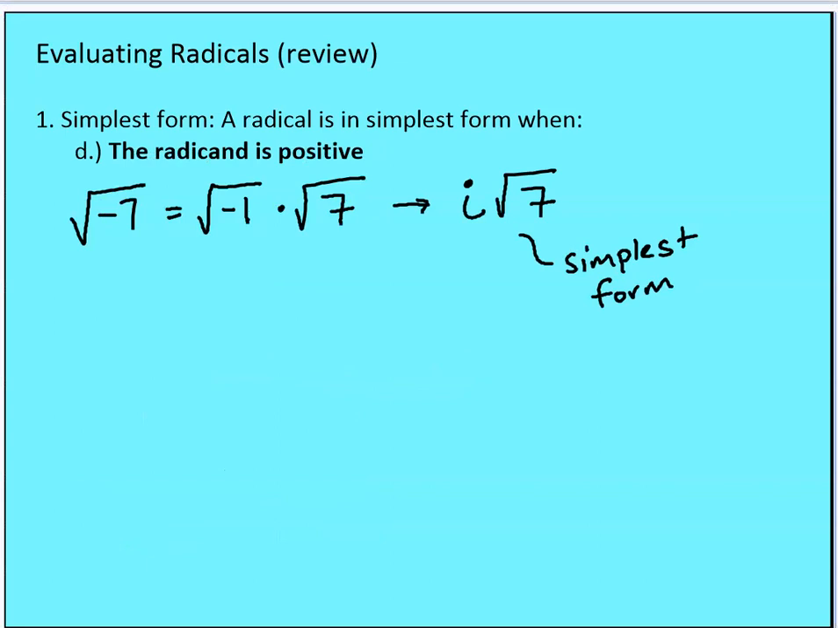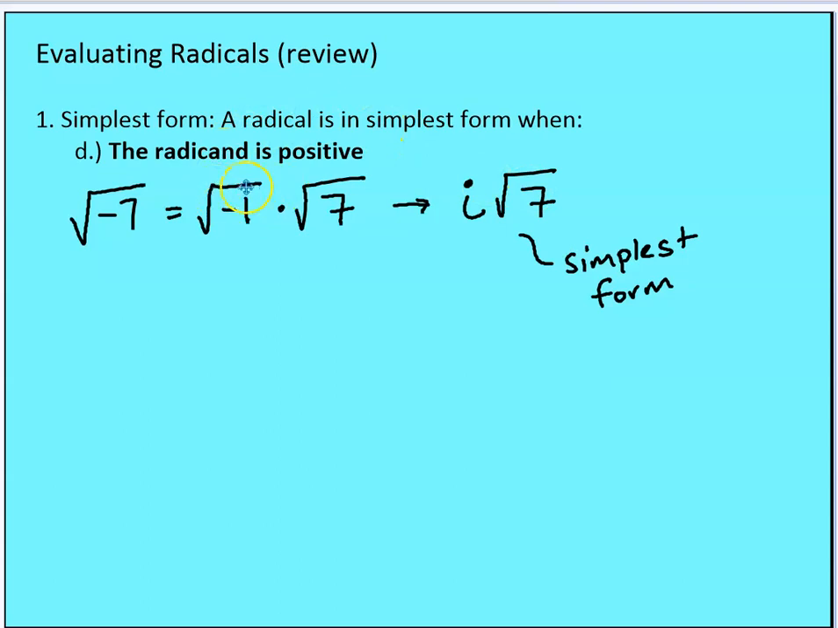Okay, so a radical is in simplest form when also the radicand is positive. So the square root of negative 7 is not in simplest form. We want to write the square root of negative 7 as the square root of negative 1 times the square root of 7, which is the same as i root 7. So we said that there are no perfect squares as factors in the radicand, that like terms are combined, and then that the radicand value is not negative.